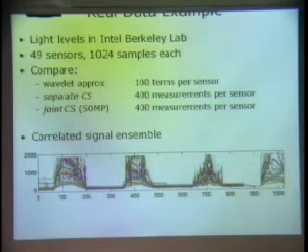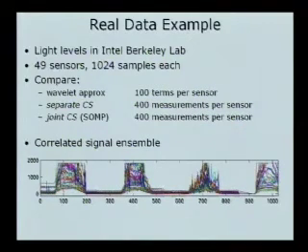Now we're going to compare 3 different reconstruction techniques. One of them is a wavelet approximation using 100 terms per sensor, so 100 out of 1,000. The second method is separate compressed sensing, where we measure each of the signals 400 times instead of 1,000, and then we run compressed sensing in a separate way on each signal. And the third is a joint compressed sensing reconstruction technique that relies on simultaneous orthogonal matching pursuit. Once again, we took 400 measurements.